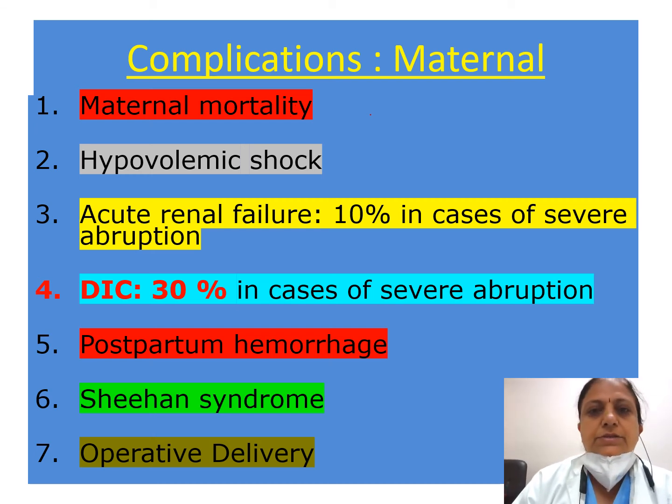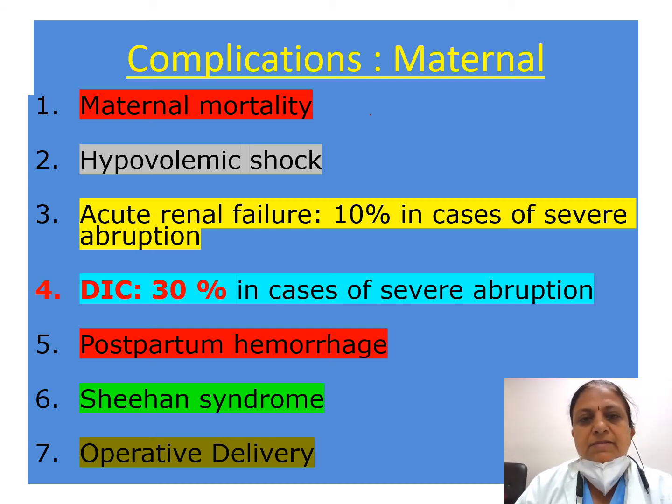Now coming to the complications. Maternal complications: number one is maternal mortality due to hypovolemic shock, then acute renal failure, which is seen in 10% of cases with severe abruptio. Another sequela of abruptio is DIC, seen in 30% of cases of severe abruptio. Because of the excessive blood loss, most of the coagulation components are consumed, and that is why these women are at high risk of developing DIC. Then postpartum hemorrhage, Sheehan syndrome, and there is a very high chance of operative delivery.